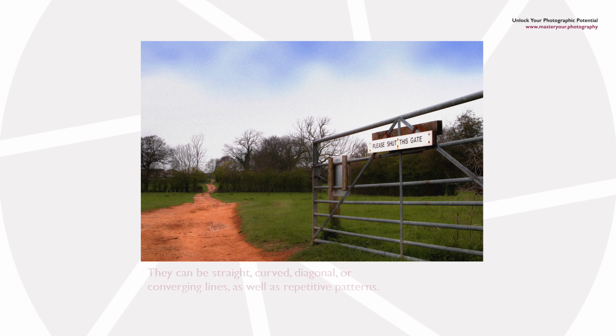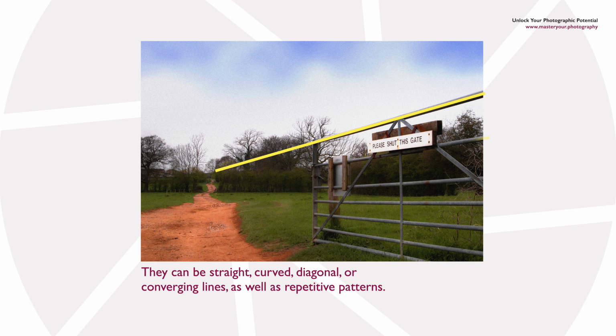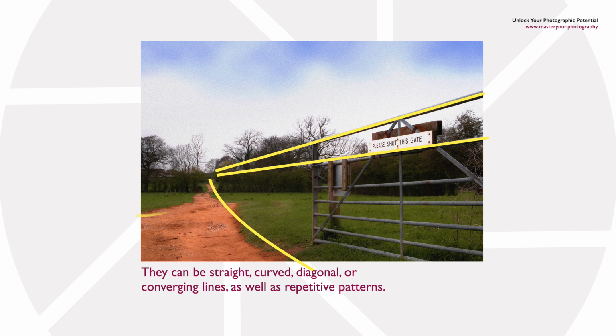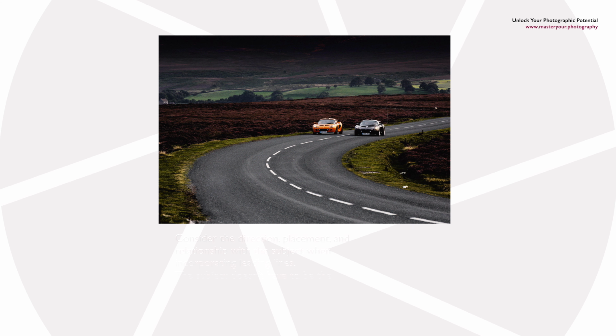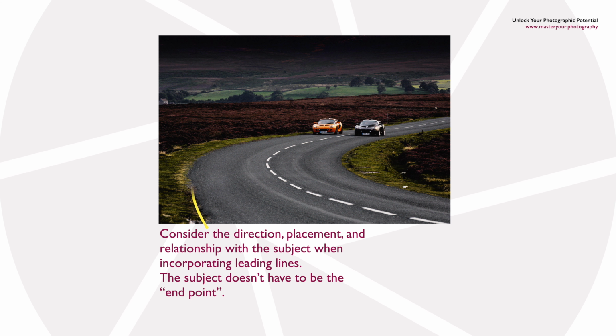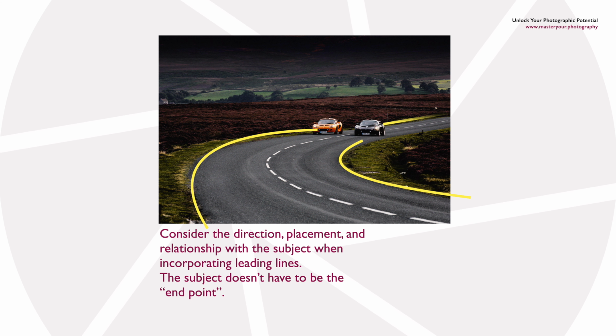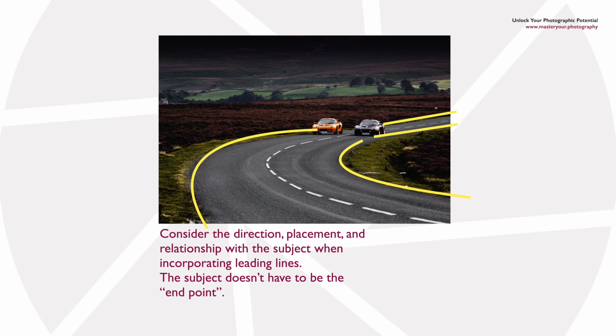An image can have multiple leading lines, and sometimes they will be curved, they will be diagonal, they will be converging, but they will all lead into the same point and guide the viewer's gaze. Leading lines don't have to go to an end point where your subject is. Your subject can sit along a leading line. It doesn't have to be the end point.